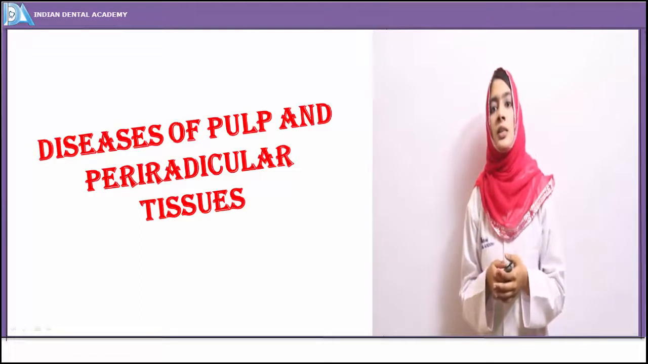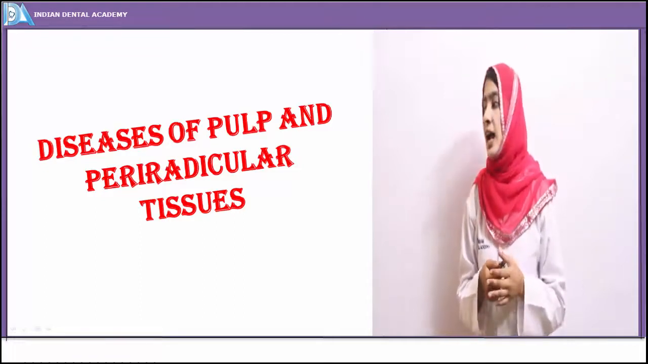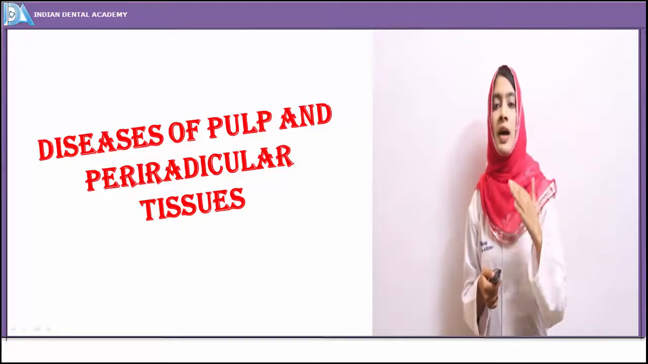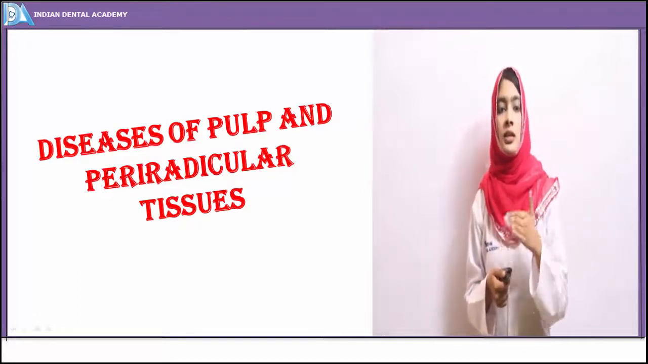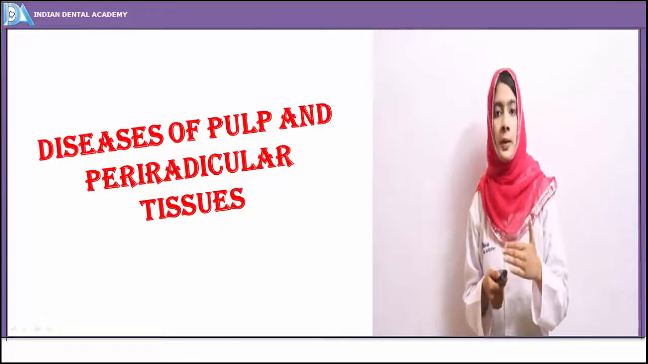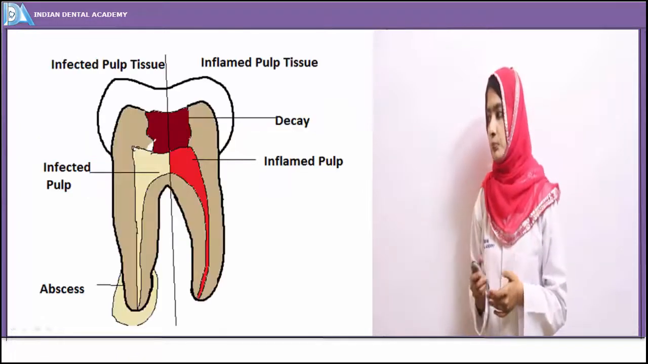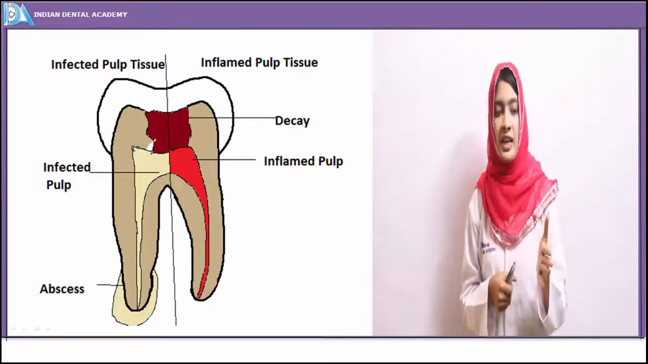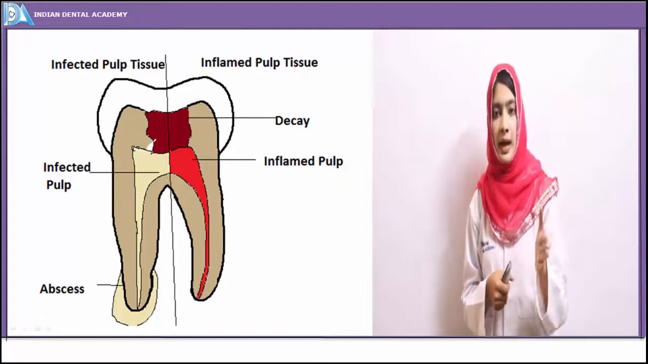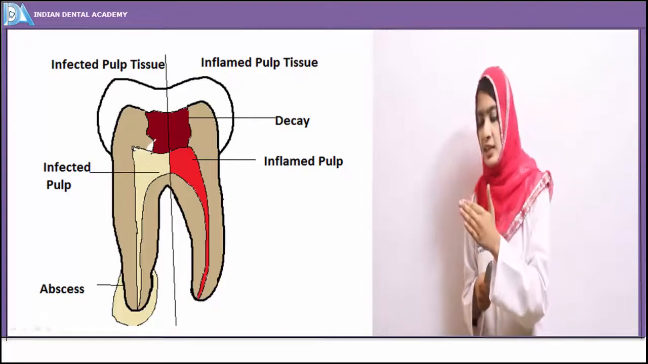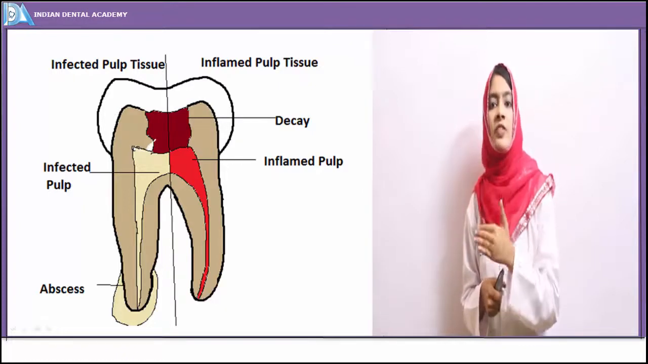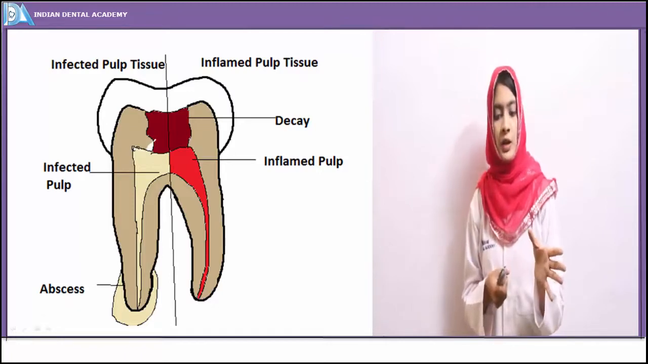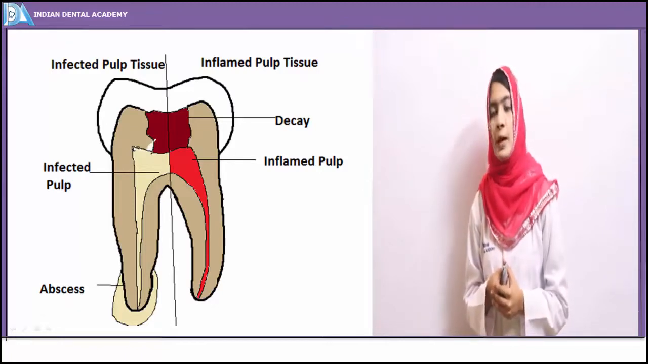So we'll study all the diseases of pulp and how the diseases of pulp affect the periradicular tissues. What are the manifestations of pulpal diseases in the underlying periosteum or the periradicular tissues? Okay. So we know the pulp tissue may be either infected because of some bacteria or the bacterial products. The dentinal caries may start the inflammation process in the pulp. So there is a difference between the infected pulp and an inflamed pulp.